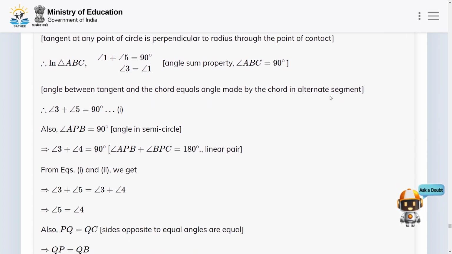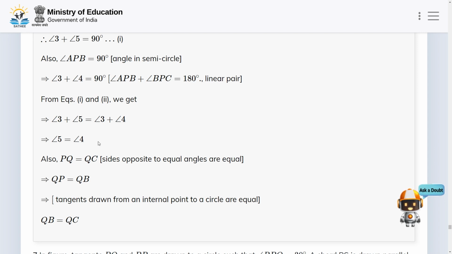the angle between the tangent and the chord equals the angle made by the chord in the alternate segment. So therefore angle 3 plus angle 5 is 90 degrees. Also angle APB is equal to 90 degrees, angle in a semicircle. So it implies angle 3 plus angle 4 is 90 degrees. Angle APB plus angle BPC is equal to 180 degrees, linear pair. And from equations 1 and 2, we get angle 3 plus angle 5 is equal to angle 3 plus angle 4, and hence angle 5 is equal to angle 4.